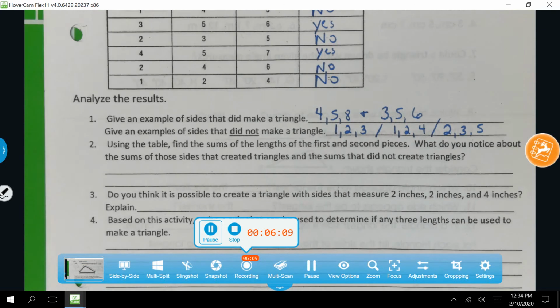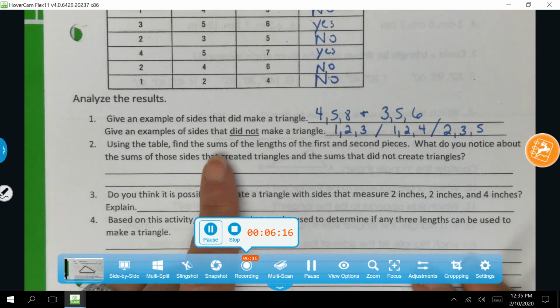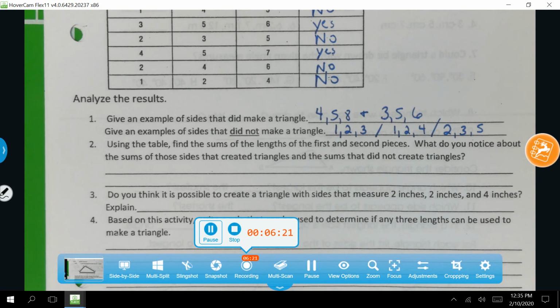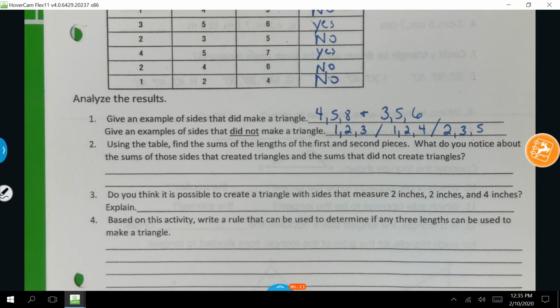Okay, so what did we notice? I've already visited a couple groups, and they both got it. So it says, using the table, find the sums of the first and second pieces. Just notice, in their table, the first and second pieces are the shortest. So when you add the shortest two lengths together, what did you notice, Janaya? Tell me what you told me. If the number is higher than the original one, then it's a yes.